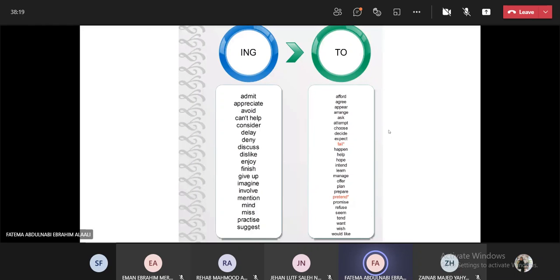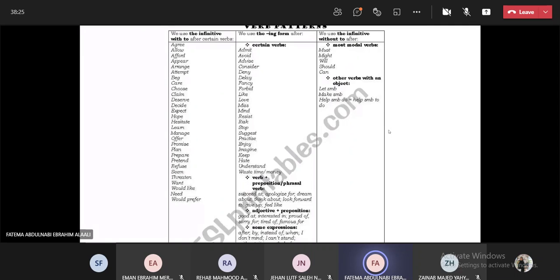So you can memorize these. Okay, here we have when do we use the infinitive without to. Look into the third column, which is the third page. We use infinitive without to with modal verbs. Okay, must, might, will, should, can. Something that I always said, after modals, the verb should be in infinitive.